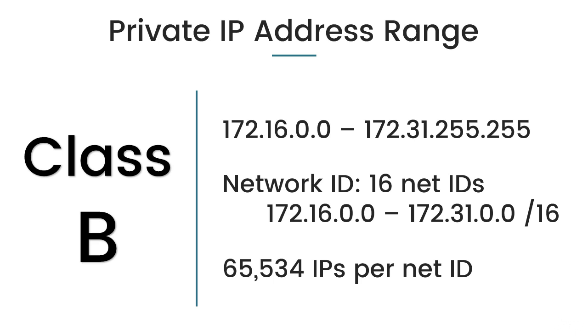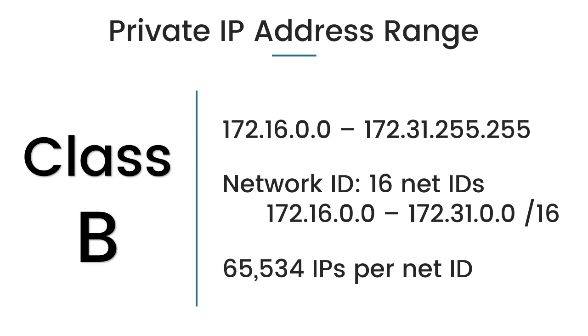I can assign 172.16 to one network, and then I have 172.17 which I can assign, and then I have 172.18, 172.19, 172.20, all the way to 172.31. So I have 16 network IDs in this range.